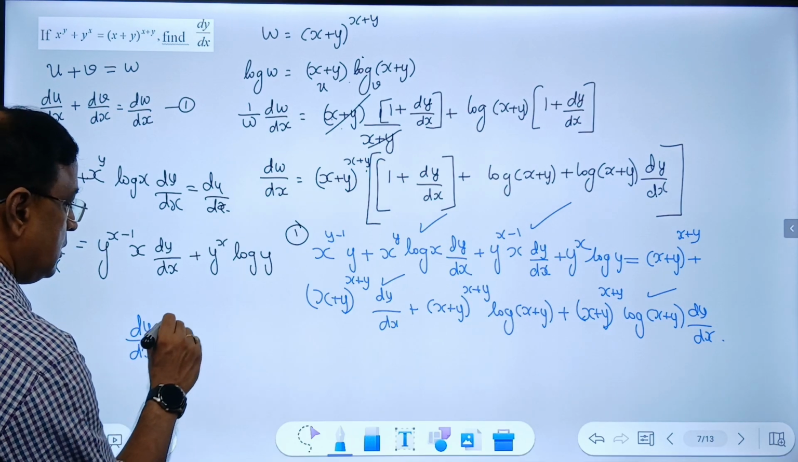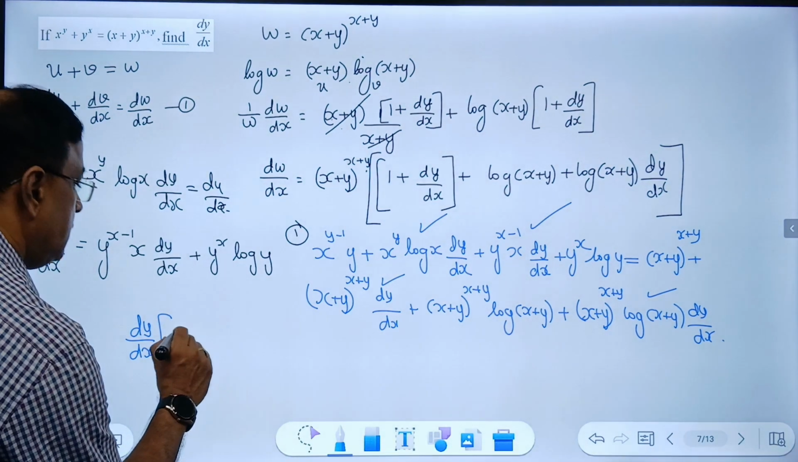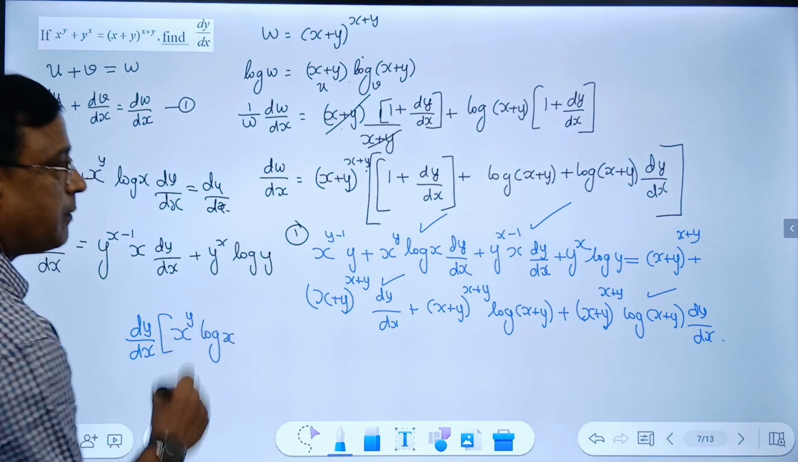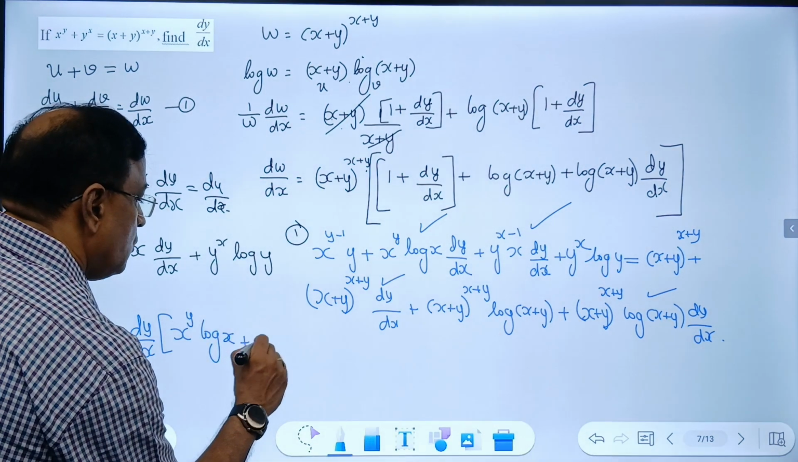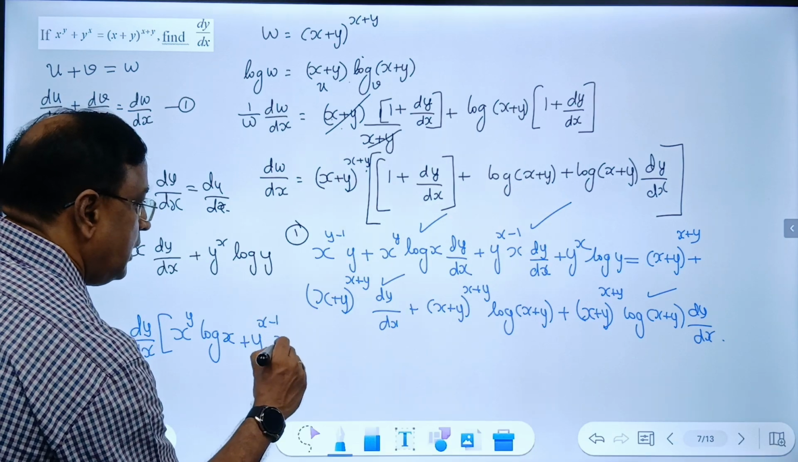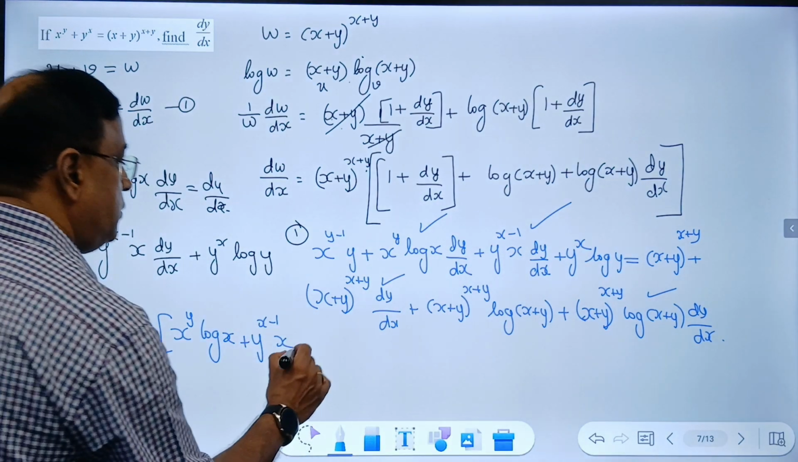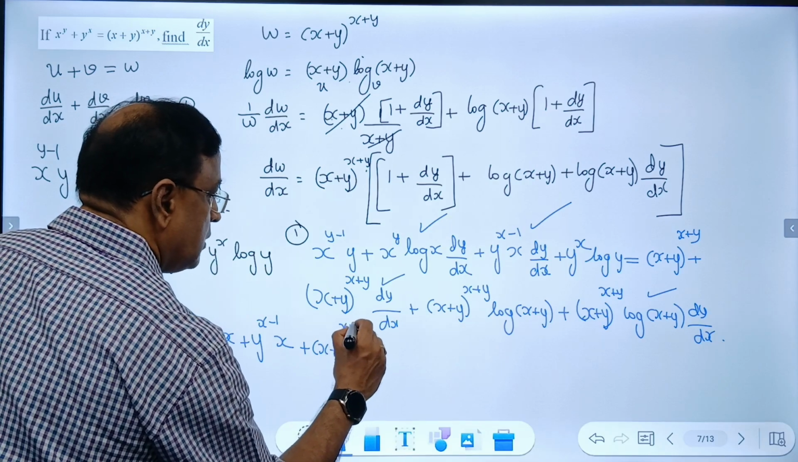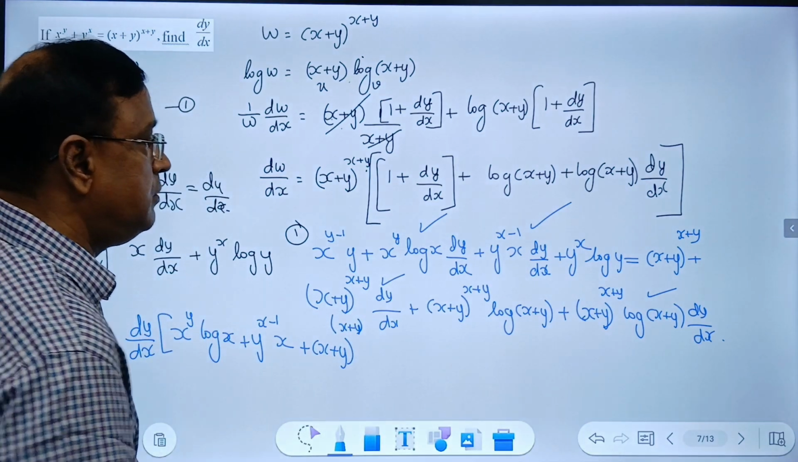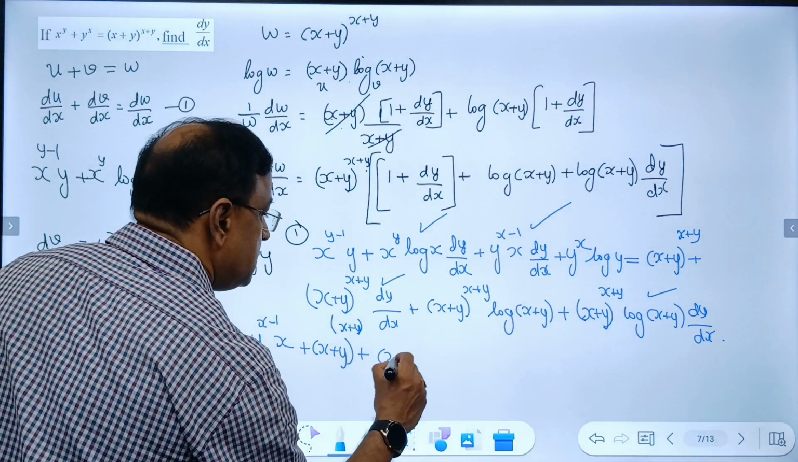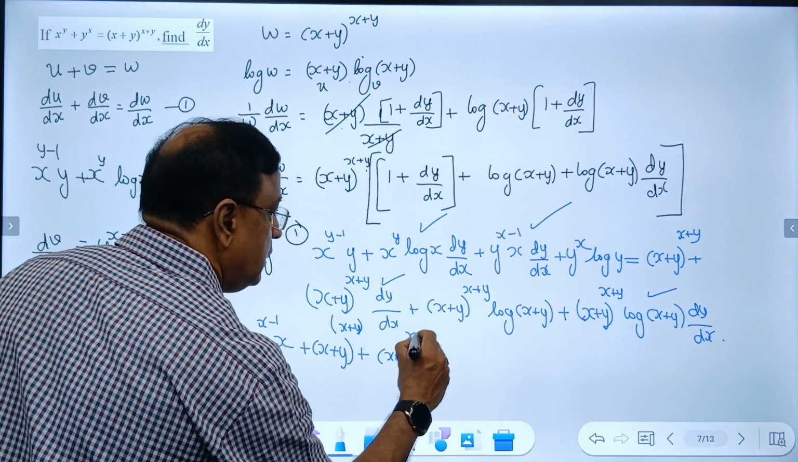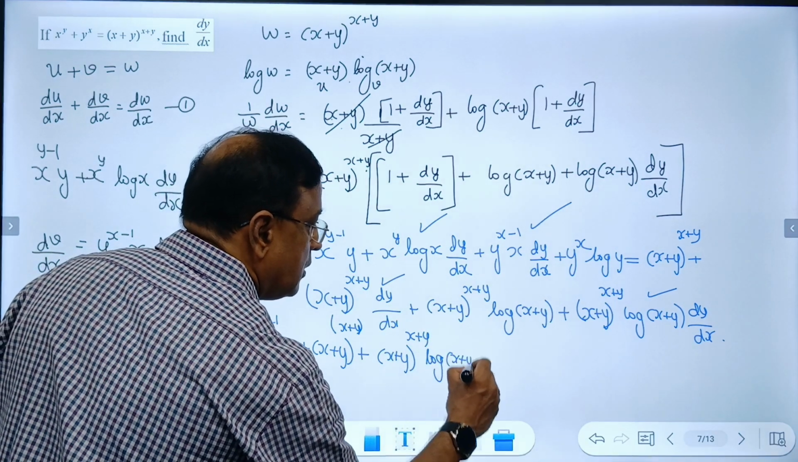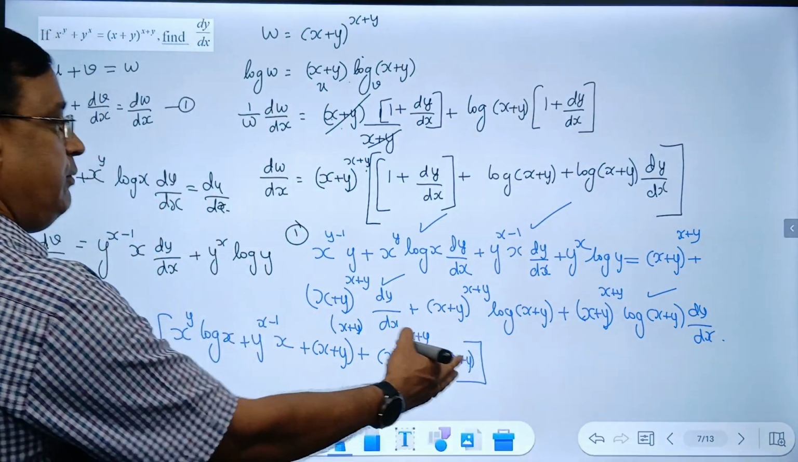What will I get? Inside I get x power y log x plus y power x minus 1 x plus x plus y power x plus y, then plus x plus y power x plus y log of x plus y. So I have collected all my dy by dx together.